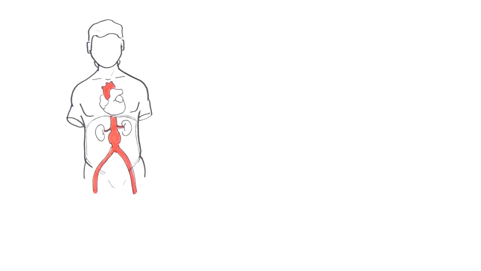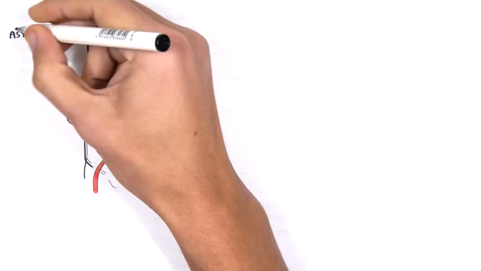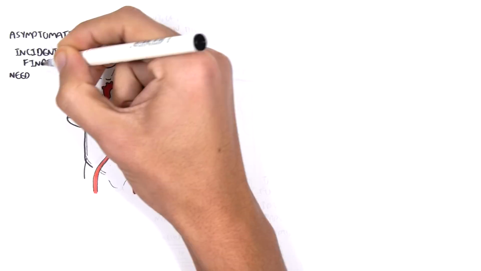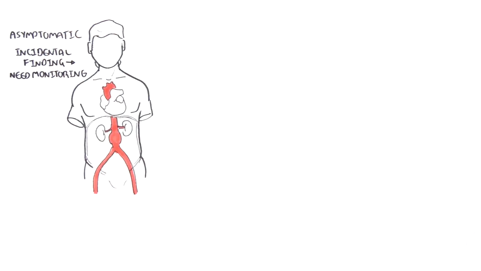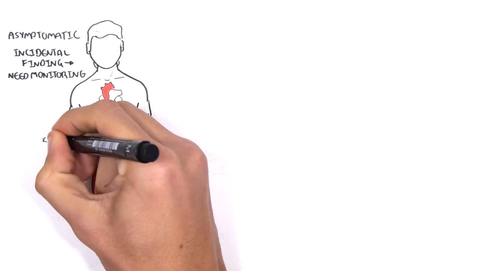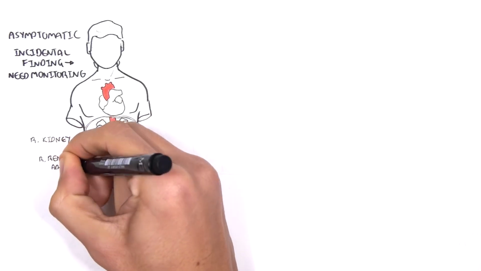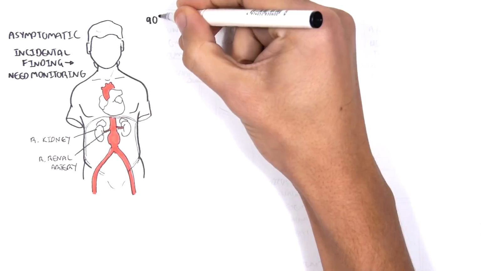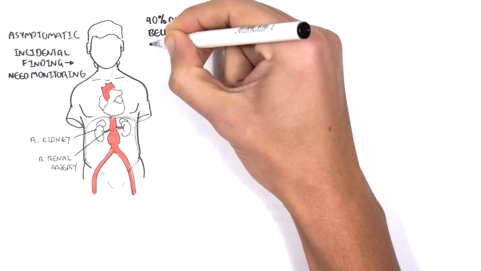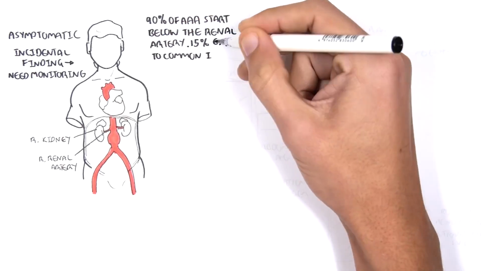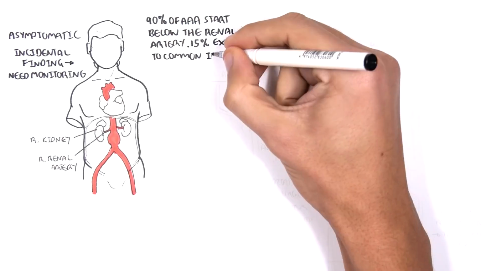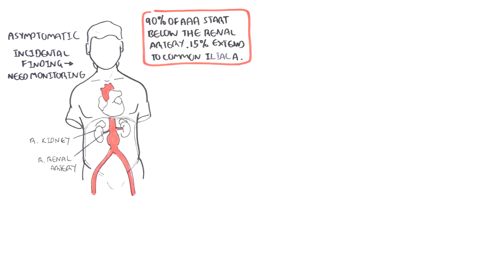The majority of people with AAA are asymptomatic, and often AAA is an incidental finding. If this is the case, it does require monitoring. 90% of AAAs start below the renal artery. 15% extend to the common iliac arteries. Let us have a closer look.